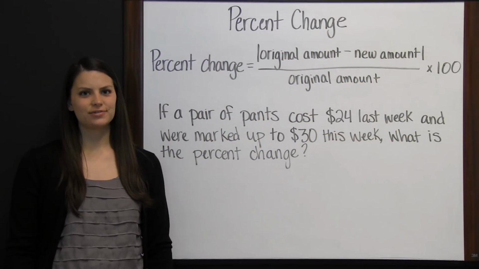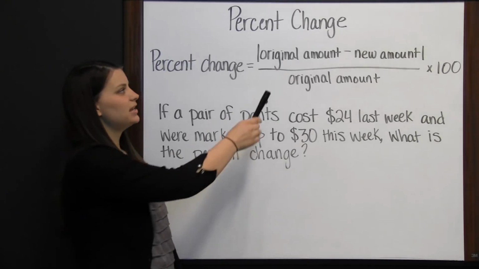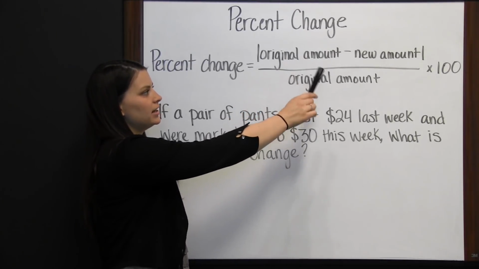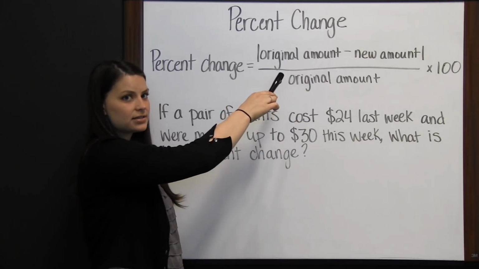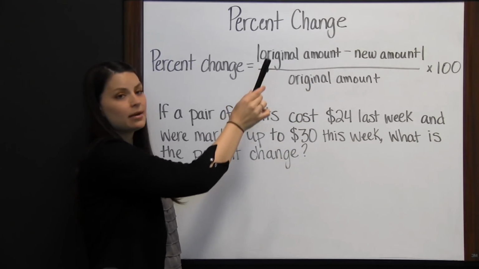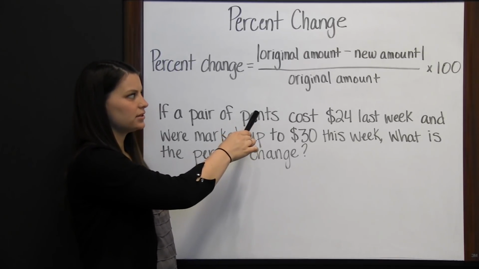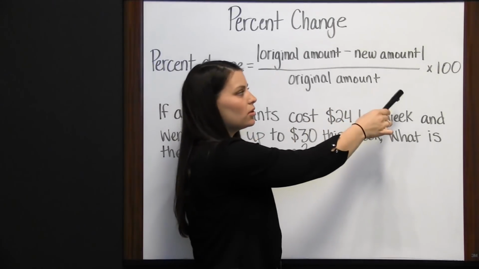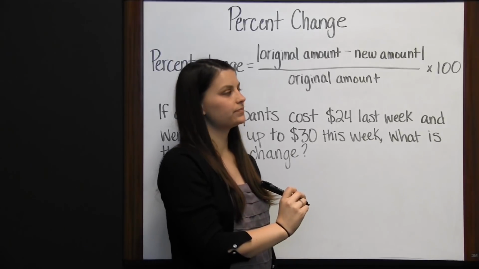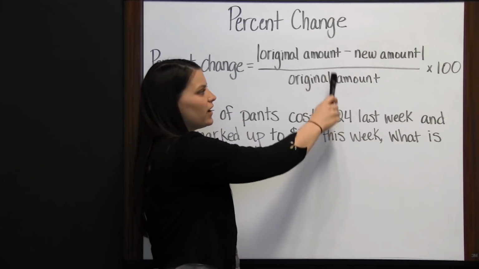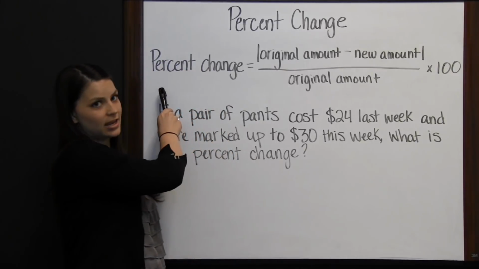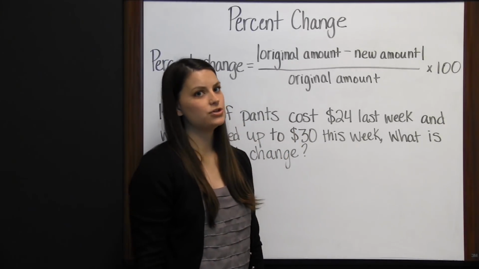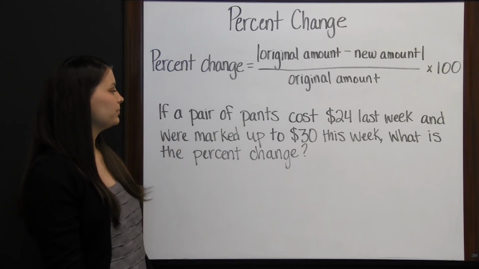Percent change. Percent change is found by taking the original amount minus the new amount, finding the absolute value of that, dividing that number by the original amount, and then finally multiplying by 100. When you divide these two values, you're going to get a decimal, so to get our percent change, we have to multiply by 100. Let's look at a sample problem.